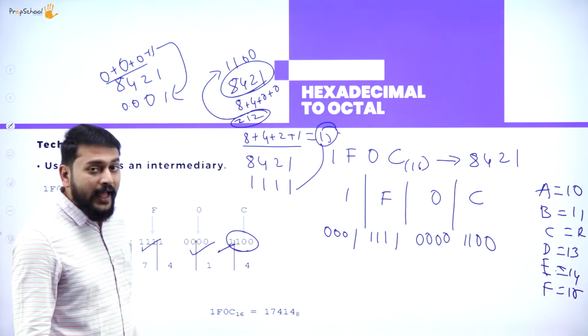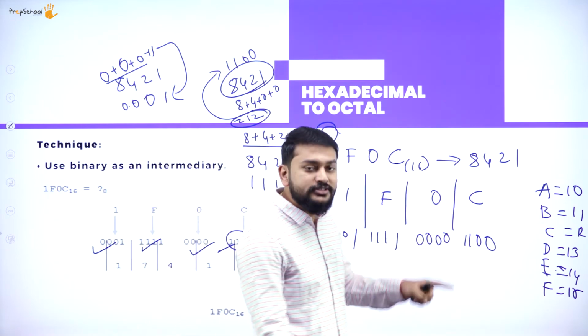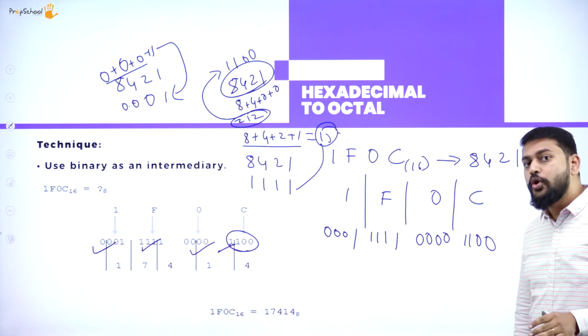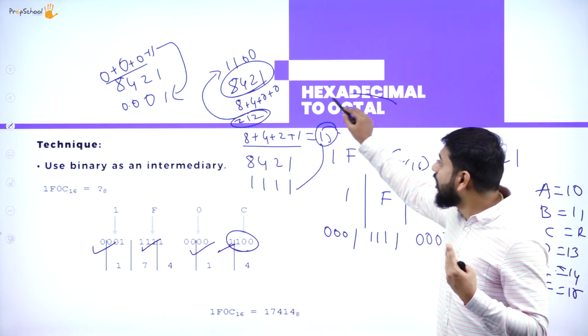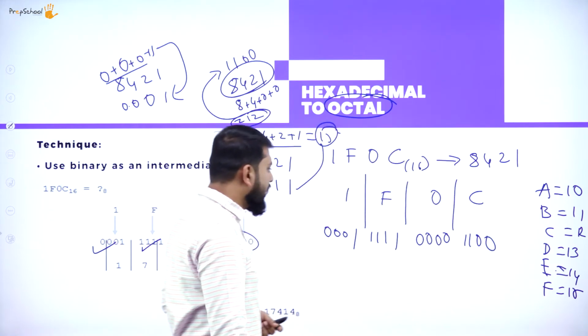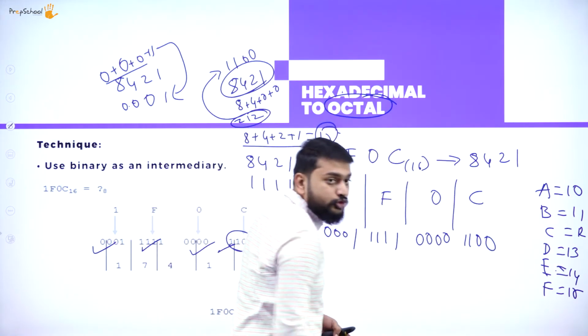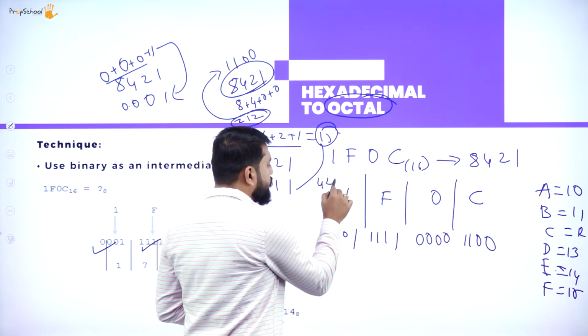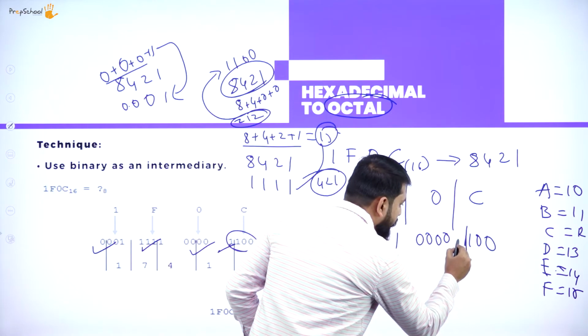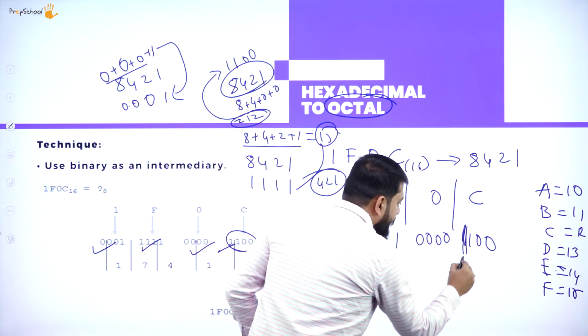Fine. Now, I have my result in the binary form. What is the next one? Octal. How do I convert this one into octal? That's a challenge. So guys, octal in the sense you have to use 421, right? So group it into 3 bits. I will group it here.